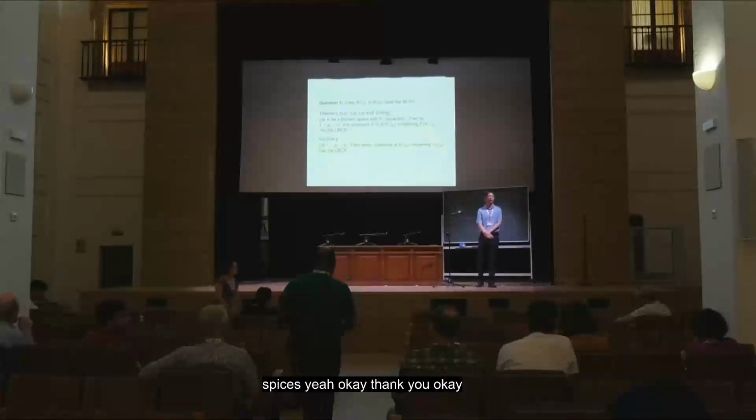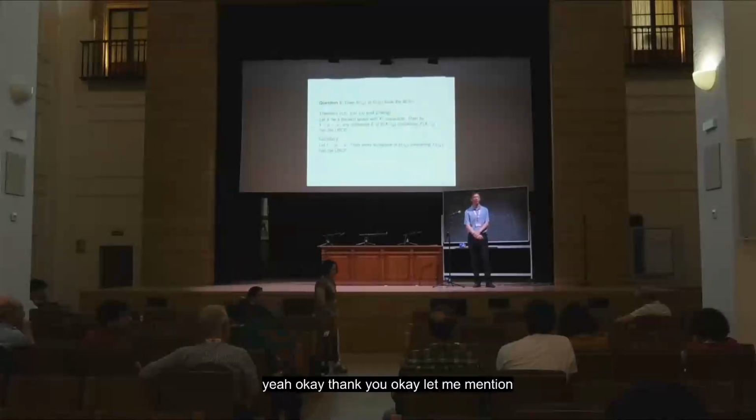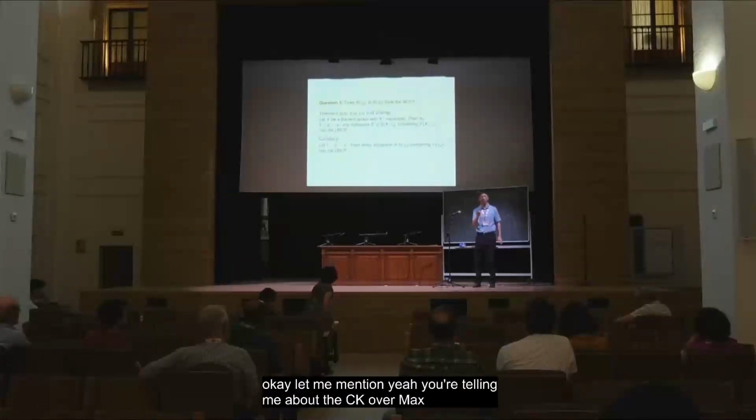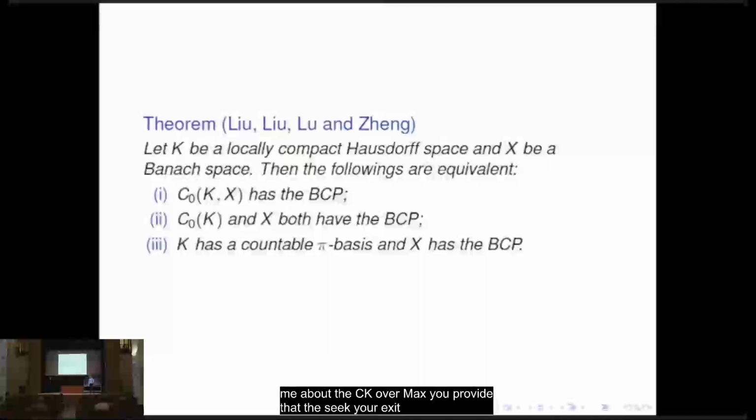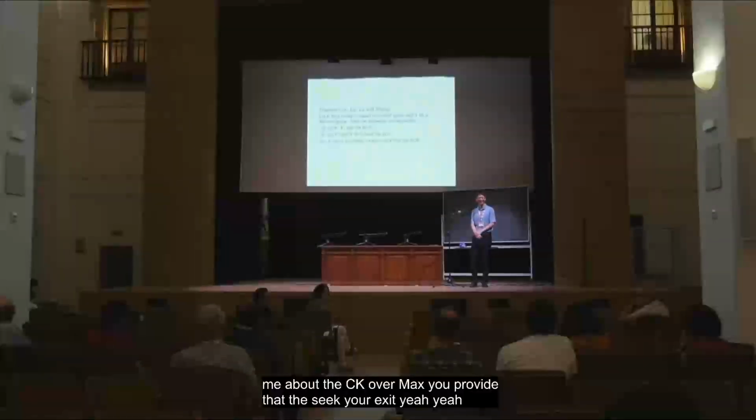Let me mention your theorem about C(K,X). You prove that C(K,X) has BCP if and only if C(K) and X have BCP. But you can rewrite C(K,X) as the injective tensor product of C(K) and X. Then it should be natural to ask, if you have two Banach spaces with BCP, whether the injective tensor product still has it, or the projective, of course.